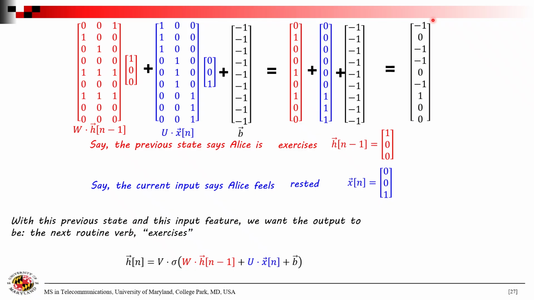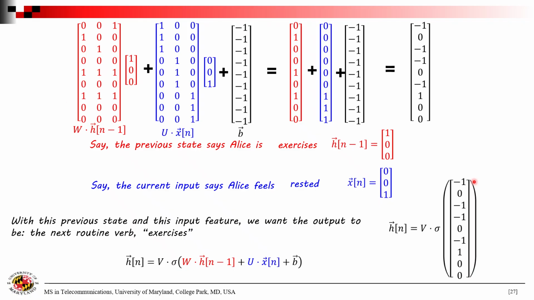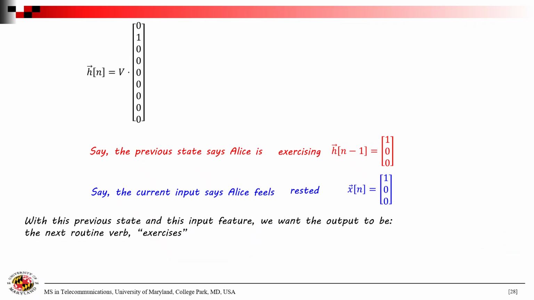We add those together, and as you'll see, all these are zeros and minus ones. The only one that has a positive one is the one associated to exercise, the one that is always exercise. Again, the current state is V pre-multiplying the output of the activation function, and we map all the minus ones to zeros, all the zeros to zeros, and all the ones to ones.